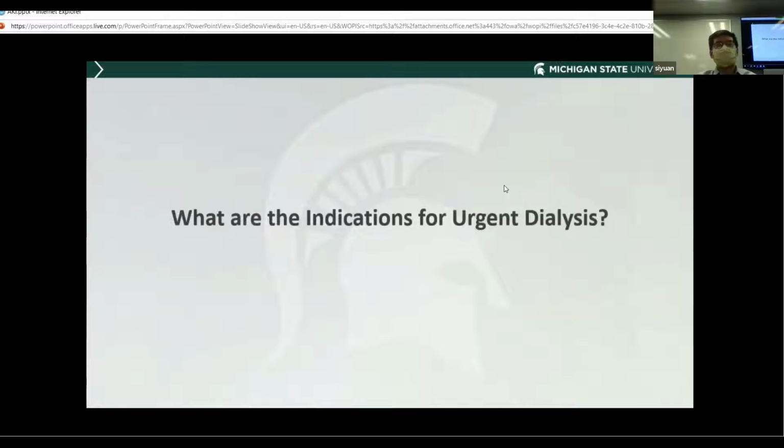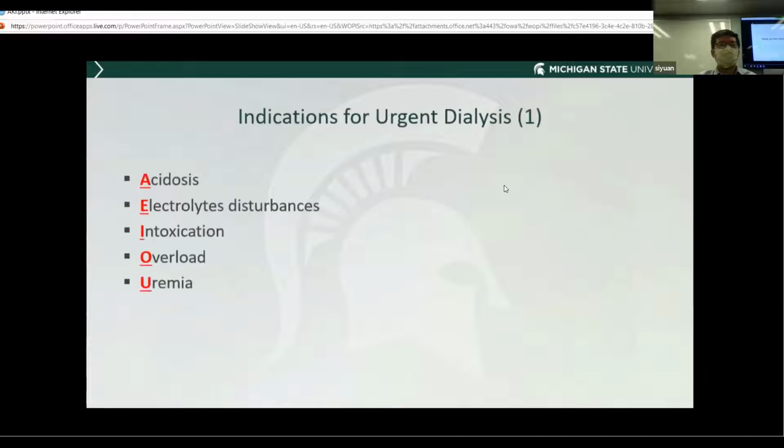I think everyone knows about this, the acronym AEIOU. Electrolyte disturbance, uremia, symptomatic uremia. Yes. Yep, there's pericarditis as part of uremic symptoms too, and I is intoxication. Based on that acronym, you know what the indications are.